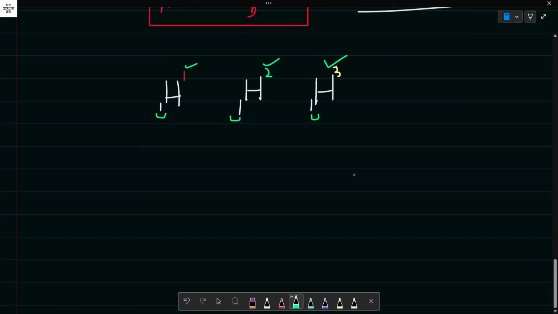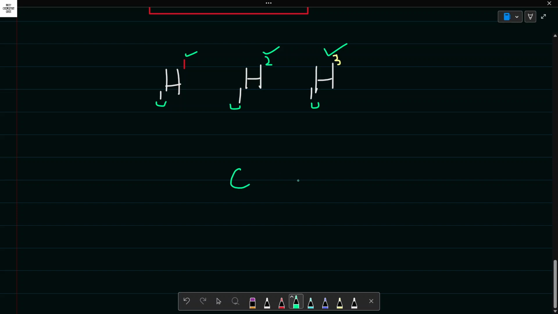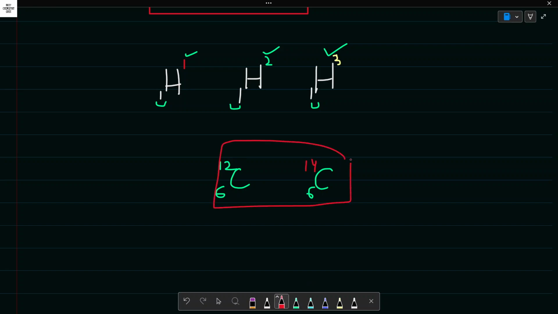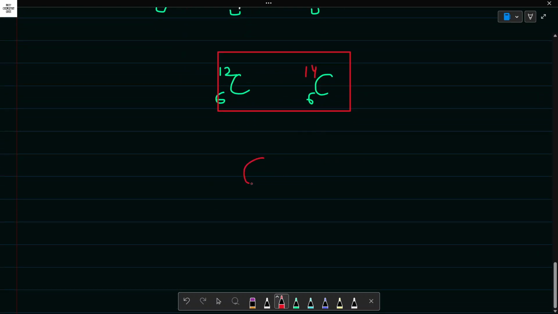In the same way, we can say carbon. It has atomic number 6, but one isotope has a mass number of 12. On the other hand, the other isotope has a mass number of 14. So these are two isotopes of carbon. In the same way, there are isotopes of many other species as well. Like chlorine, which has two isotopes as well.